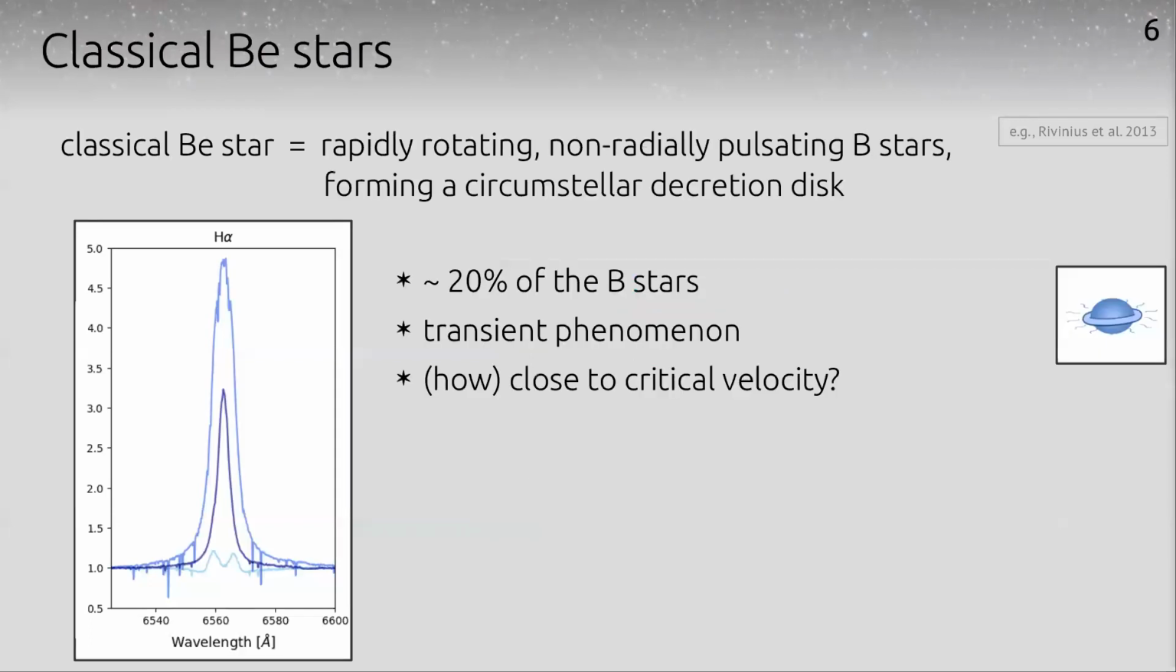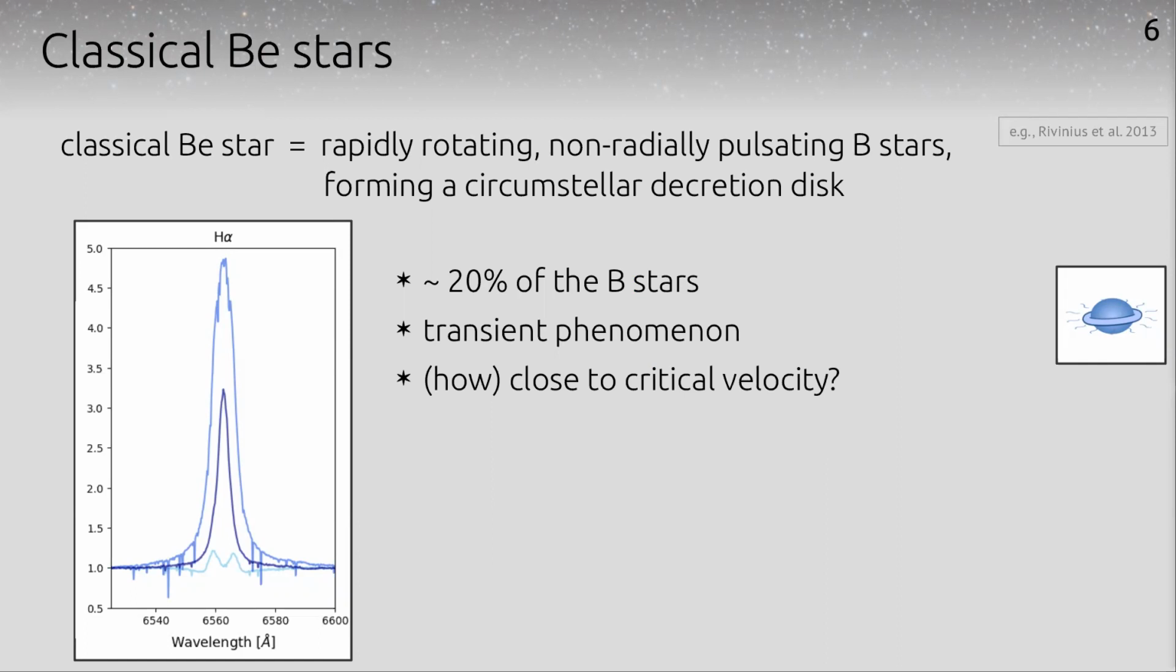But if we now go back to the classical Be stars, where we think the interpretation is that these are rapidly rotating stars with a circumstellar decretion disk, then what has been shown is that around 20% of the B stars show this Be phenomenon. So it's actually quite common in the Milky Way, at least. It has been shown that it's a transient phenomenon. So Be stars can show this emission, later they can't, on timescales of a few years or decades, but it can also come back. So apparently there's a mechanism that leads to a replenishing and a destruction of the disk, which then leads to the observed emission features.